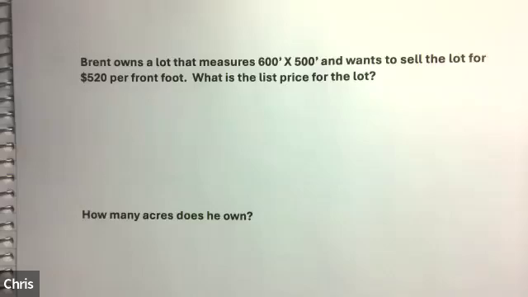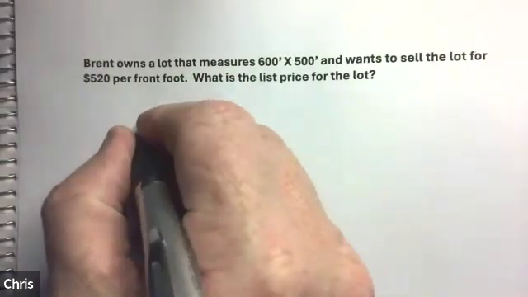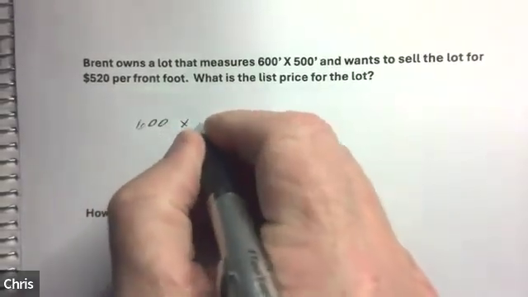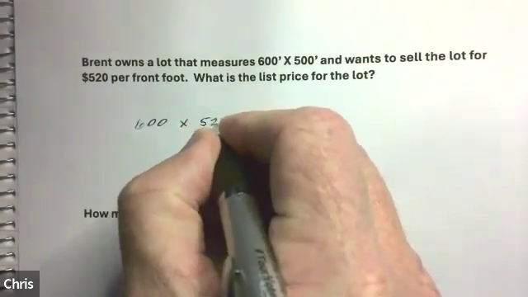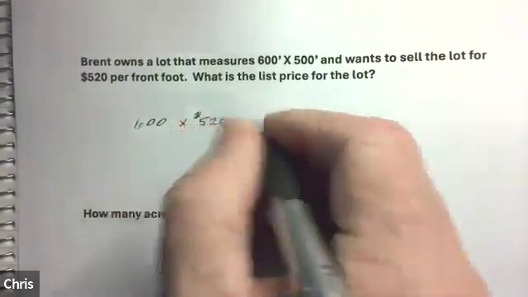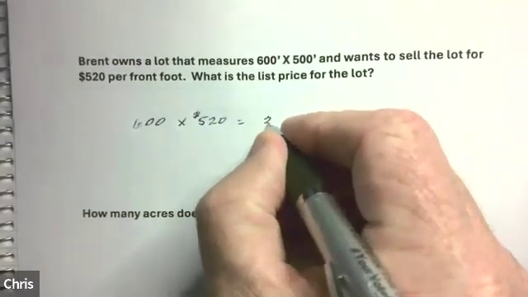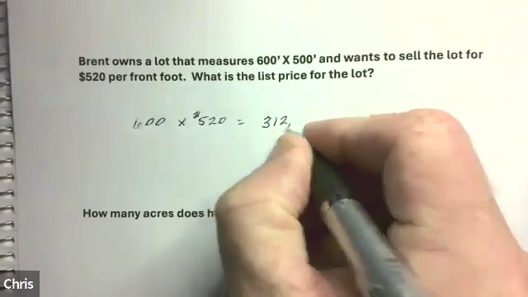The front footage is always going to be the first number listed, okay? It's going to be the width. So in this case, Brent owns a lot that measures 600 by 500. 600 is the front footage. And despite the fact that you may not have been familiar with this terminology, we're just telling you that for every front foot, properties in this area sell for about $520 per front foot. So let's just simply apply multiplication to this. That's going to come out to $312,000 based on this particular formula.